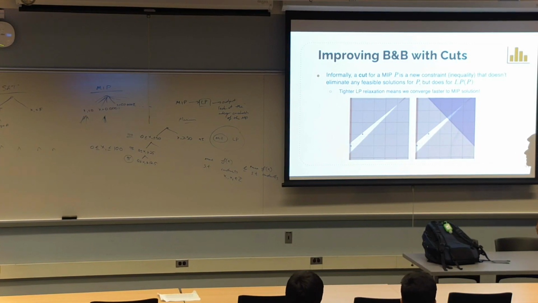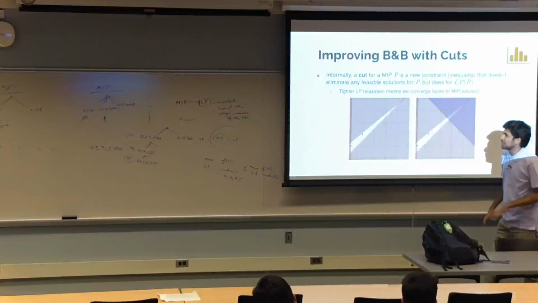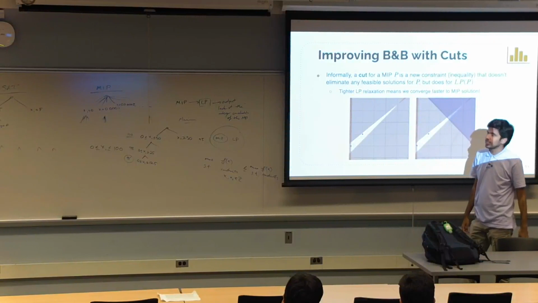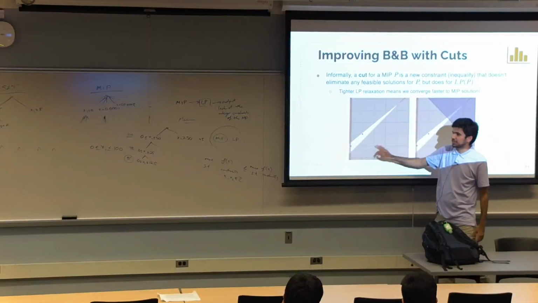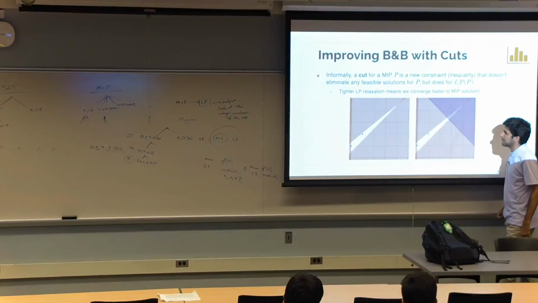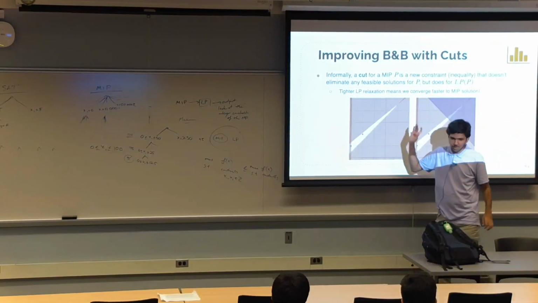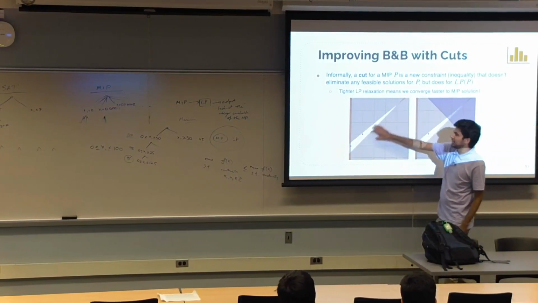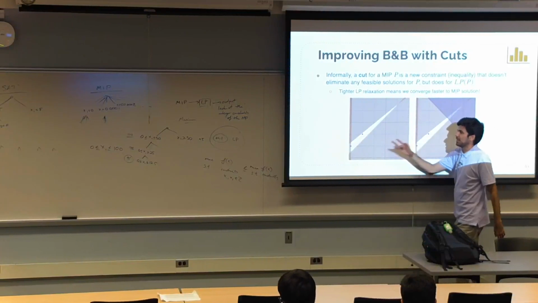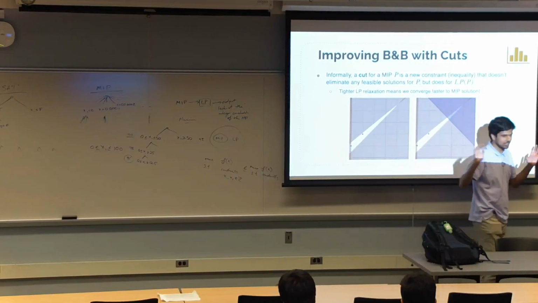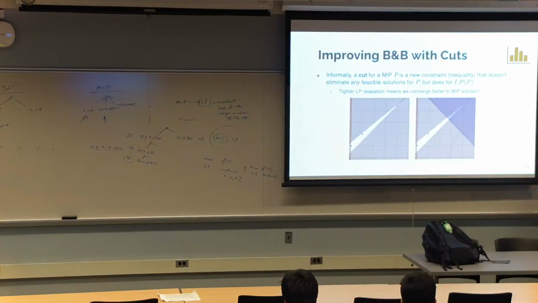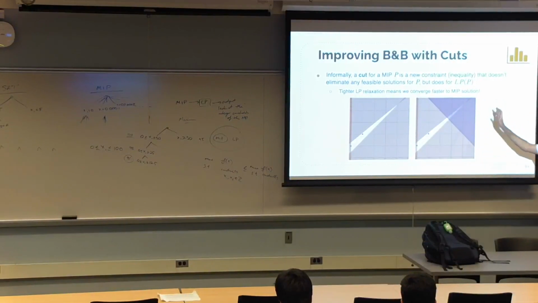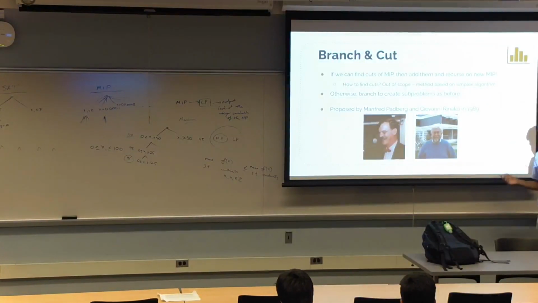So if I have a feasible region, everything in the white space is a solution to my linear program, and only the points that have integers are a solution to my mixed integer program. Then maybe I can ignore some of my space here and make the search space a little bit smaller. That's something called the branch and cut algorithm.